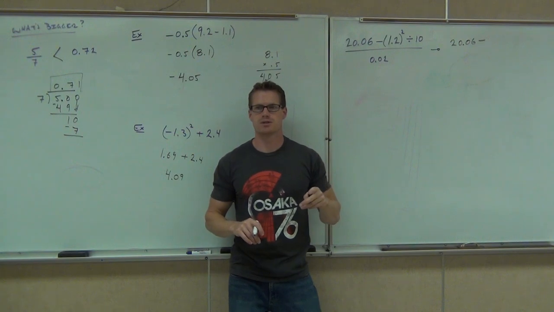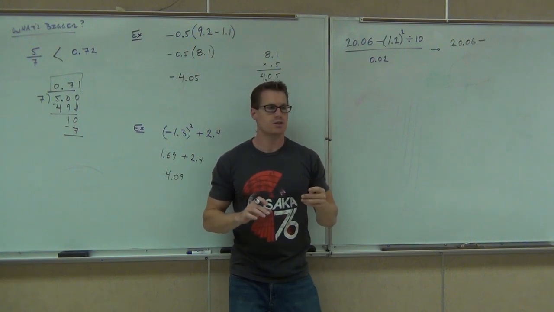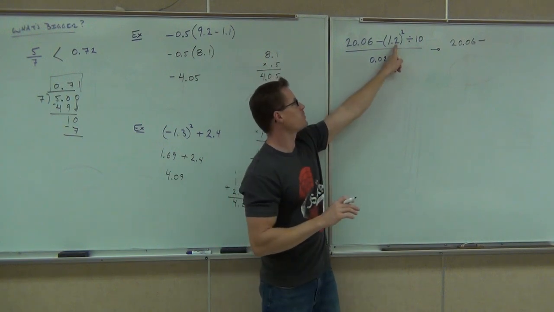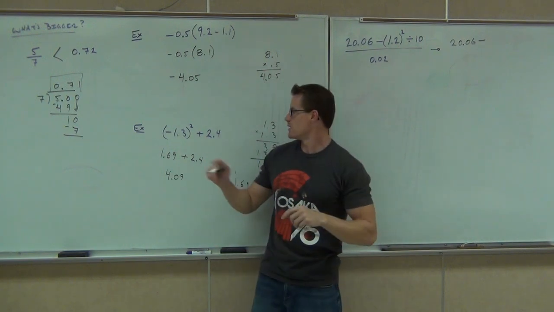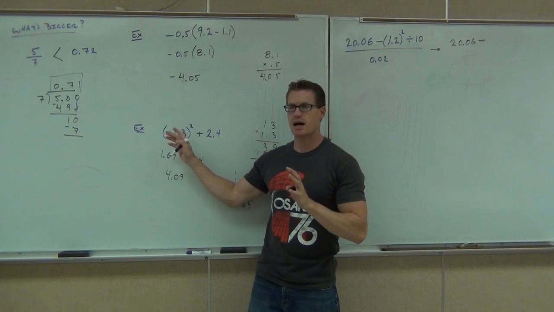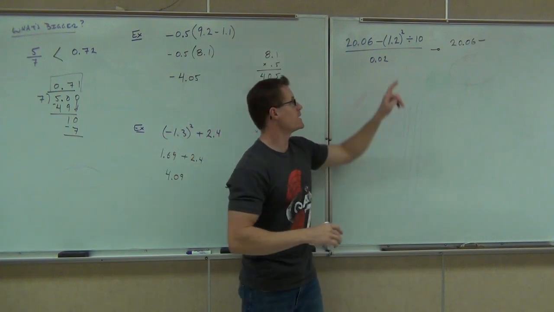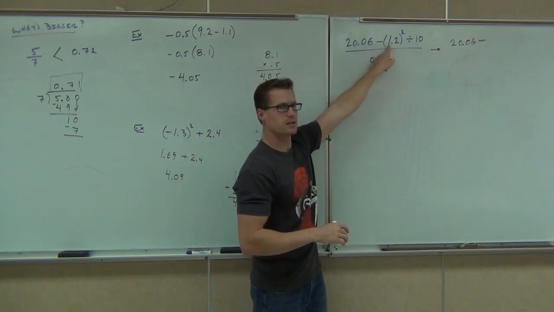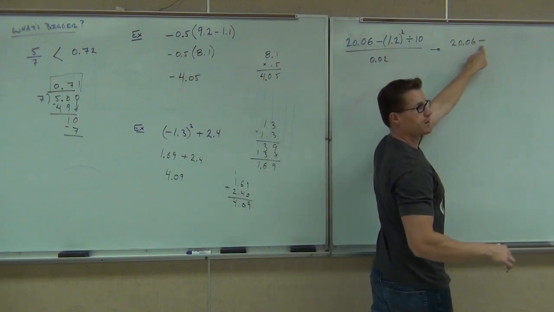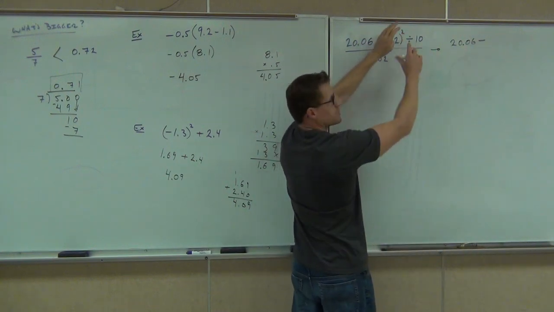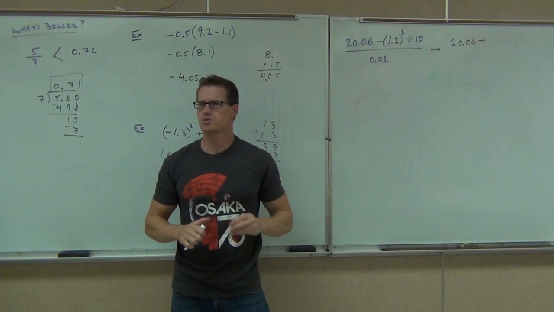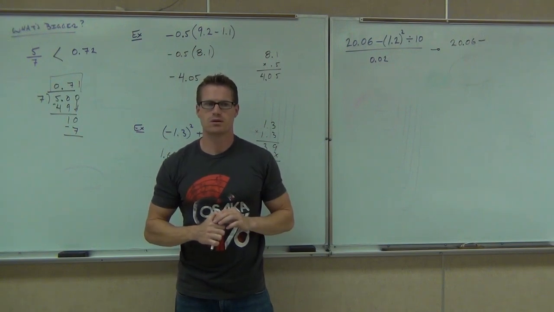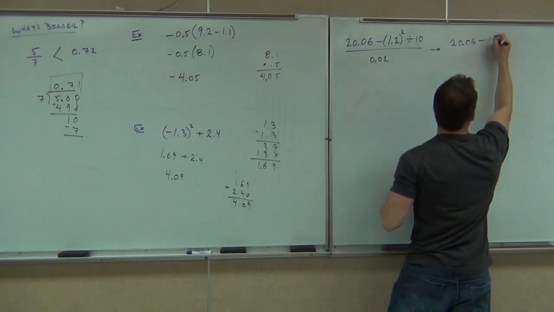Now look at the board with me, please. Do you notice how this problem is different than this problem? This one, the negative was inside. It got squared. It went away. Is this minus sign inside? No. So I'm going to have a minus sign. This is just 1.2 squared. Just do that little piece. How much is 1.2 squared? 1.44. Very good.